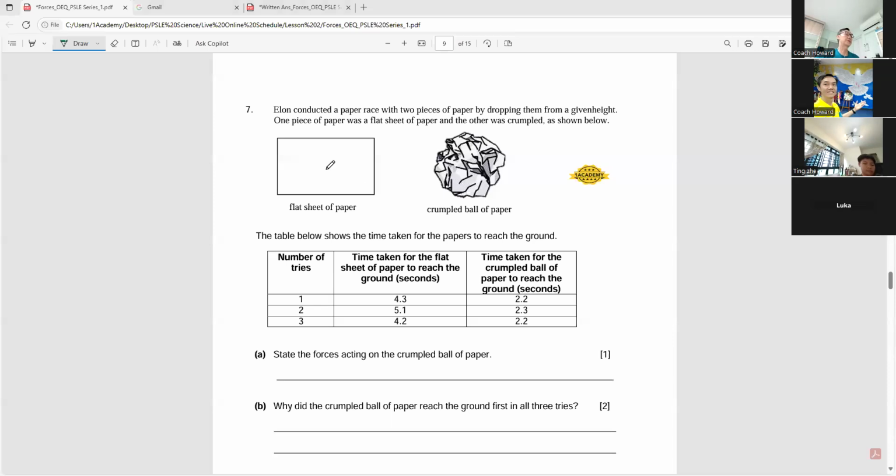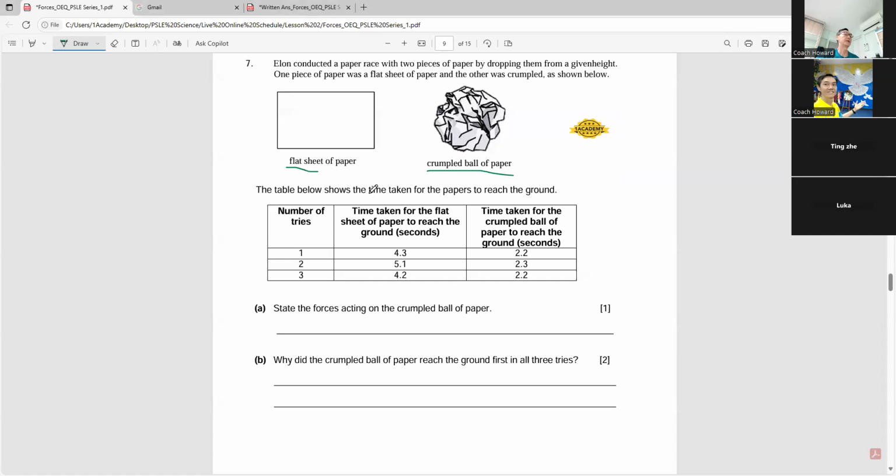Okay, next question. Two identical pieces of paper. One is a flat sheet, one is being crumpled, and they are being dropped at the same height. The time taken is being timed to see how long they take to reach the ground. So we understand that the flat sheet takes a longer time. If you compare the 3 timings here, 3 tries, all the 3 tries exceed the timing for the crumpled piece of paper.